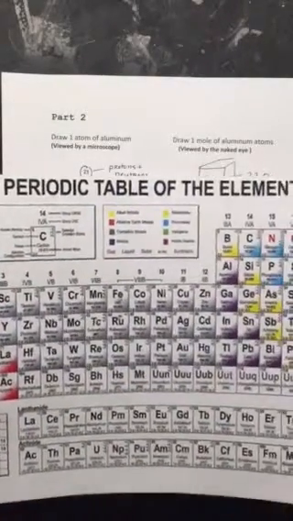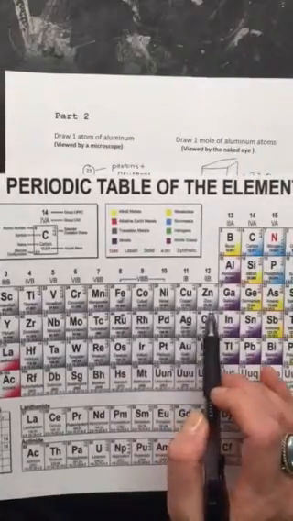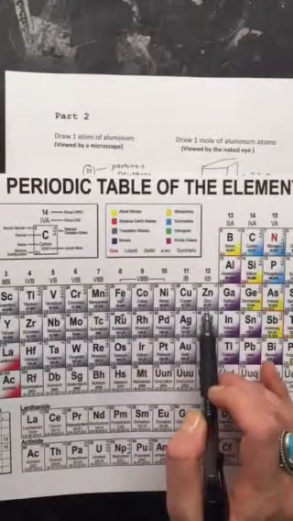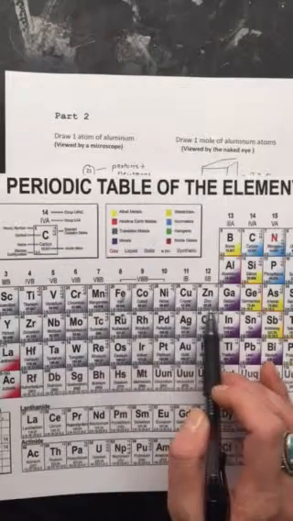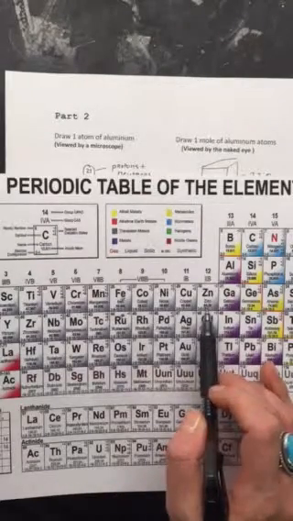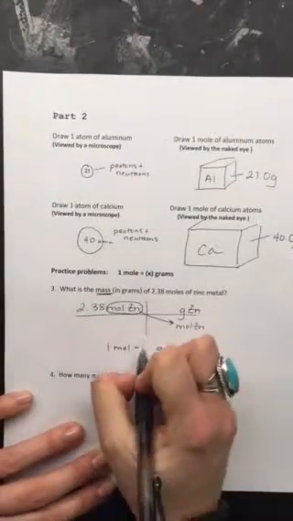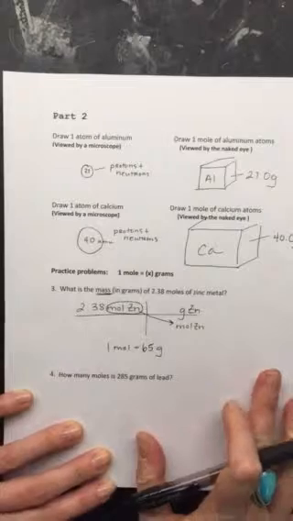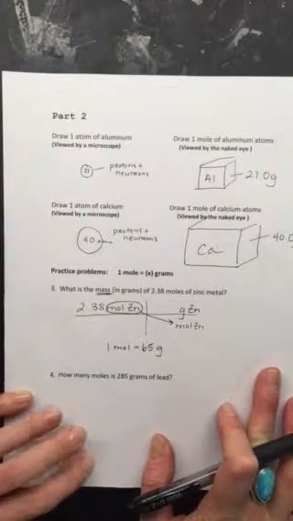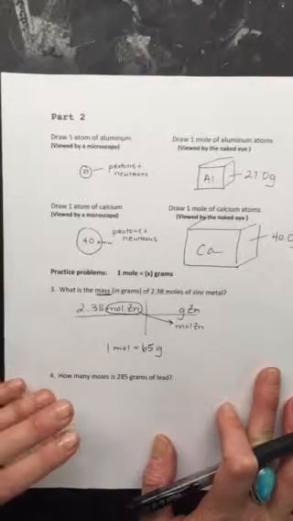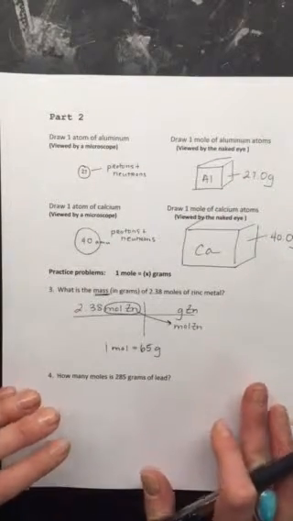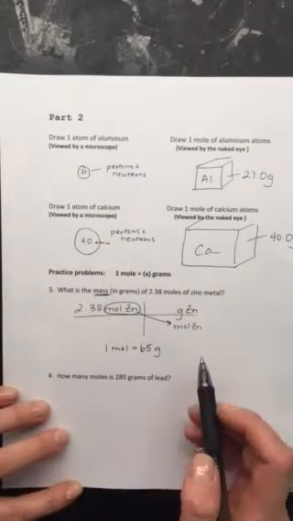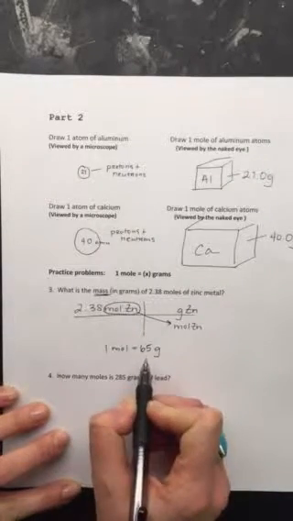So let's find zinc on here. Here it is. You'll notice this is a decimal number, and we're going to round to the nearest whole number when we take it off the periodic table. So this is 65.39, and we're just going to round that to 65. If we take 1 mole of zinc, it's going to weigh exactly 65 grams. And remember that 1 mole is 6.02 times 10 to the 23rd particles. So if we have that many particles of zinc, it's going to weigh 65 grams.